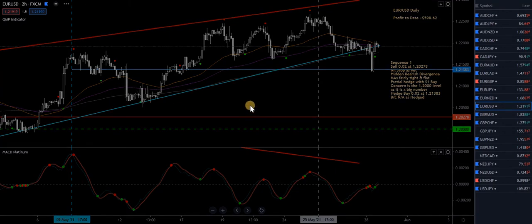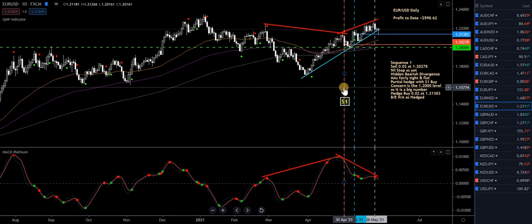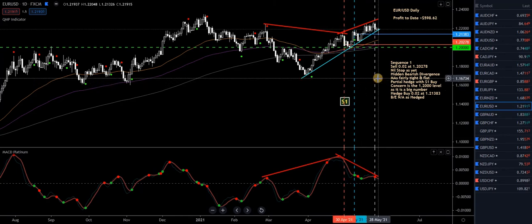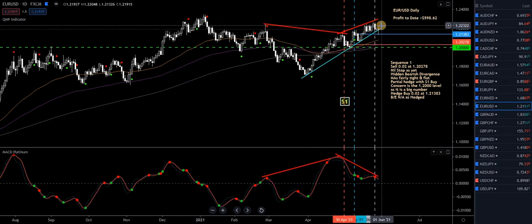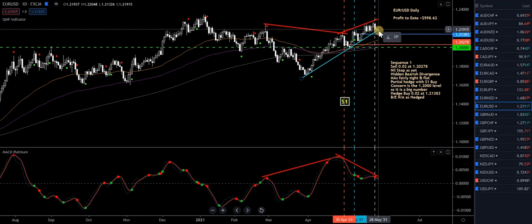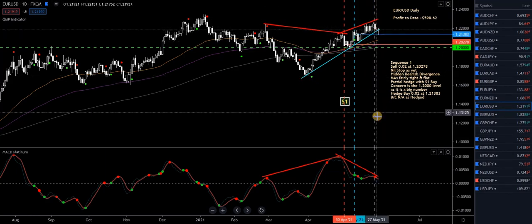So I'll go back to the daily time frame in the euro. We're in a sell here, hedge buy, and waiting on a second sell, which is happening no time soon. I've drawn this trend line across the lows here just to see if I can get a bit of a break. It's popped down on Friday, but popped back up again.